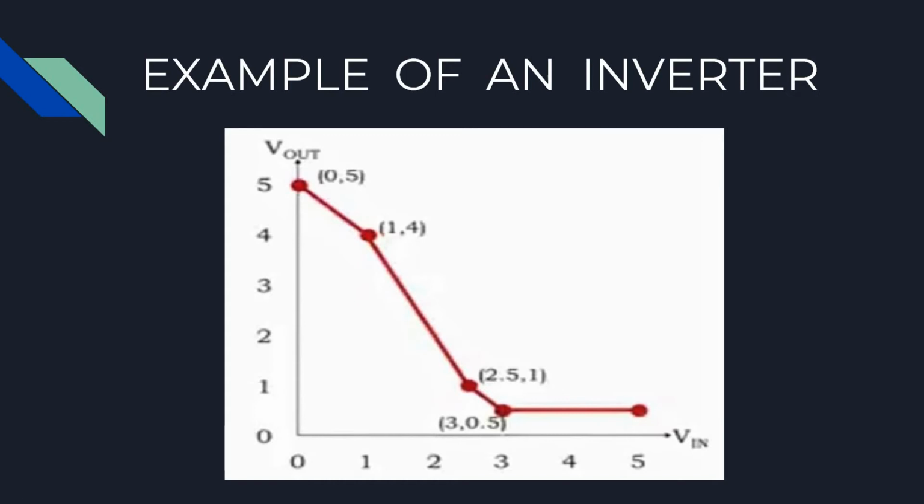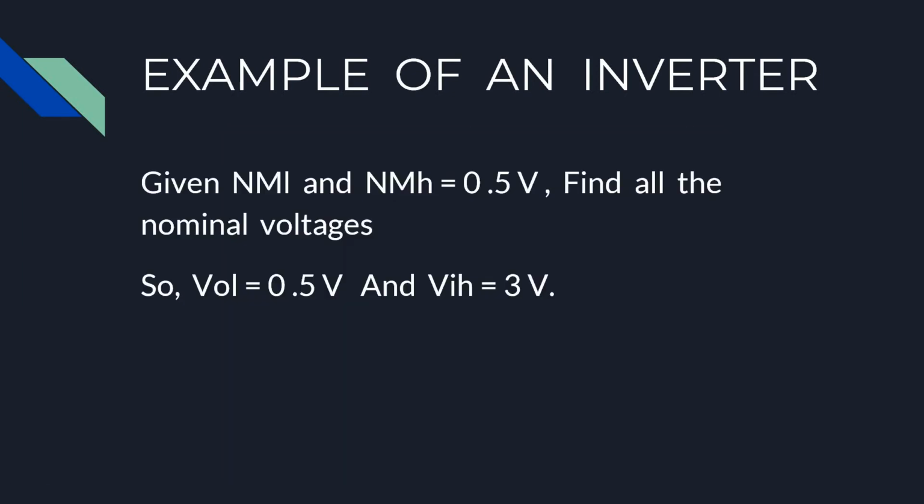Inverter produces a valid digital 0 whenever its input is a valid digital 1. So looking at the VTC, the output will be less than or equal to VOL, which is 0.5 volts. So let's set VIH as 3 volts. So we got VOL, which is 0.5 volts, and VIH, which is 3 volts.